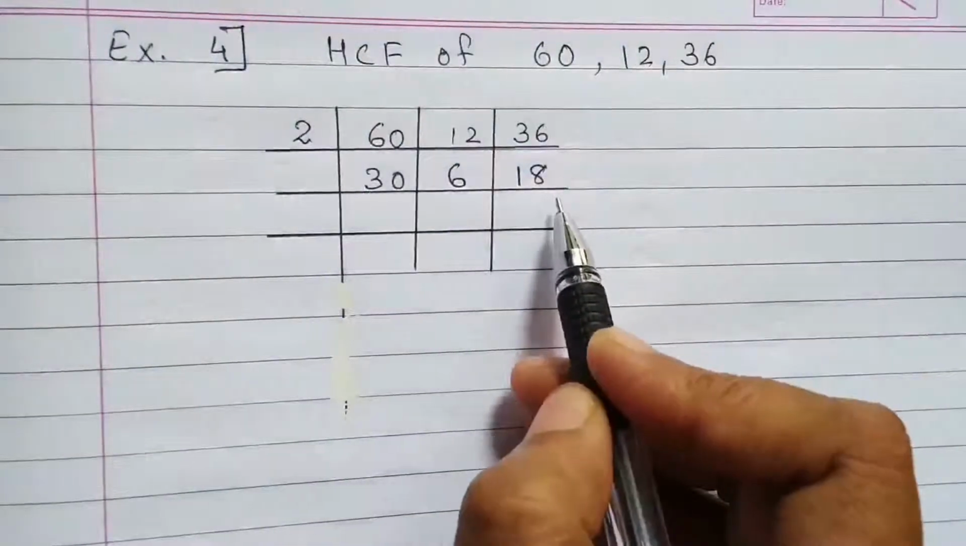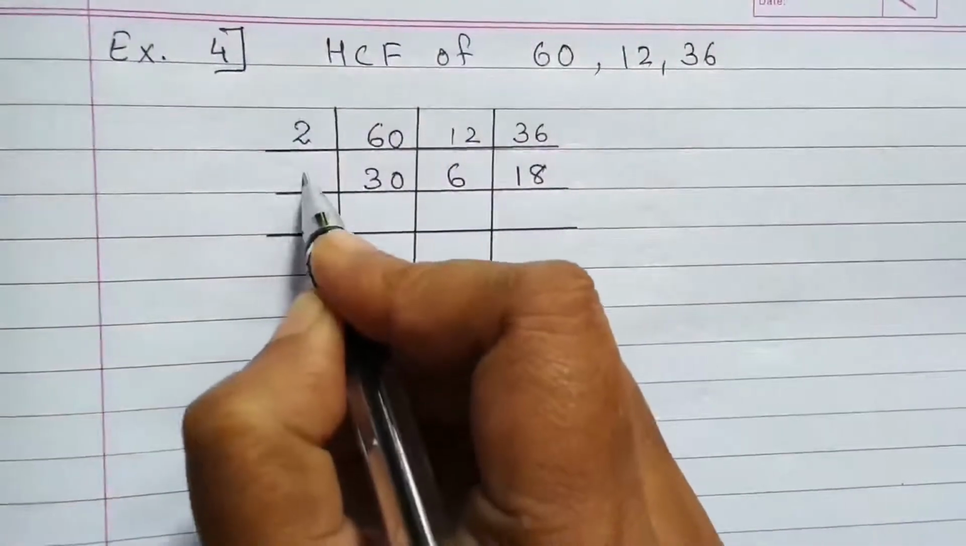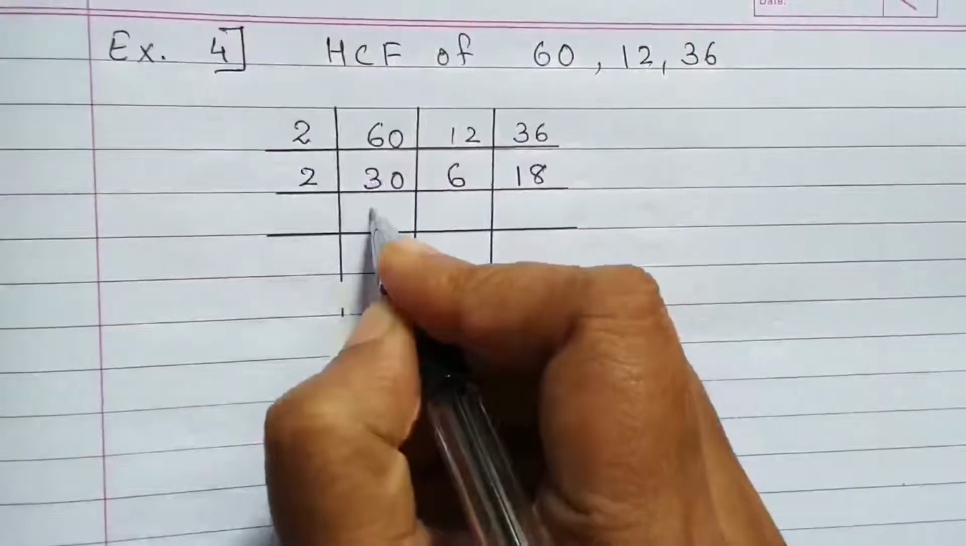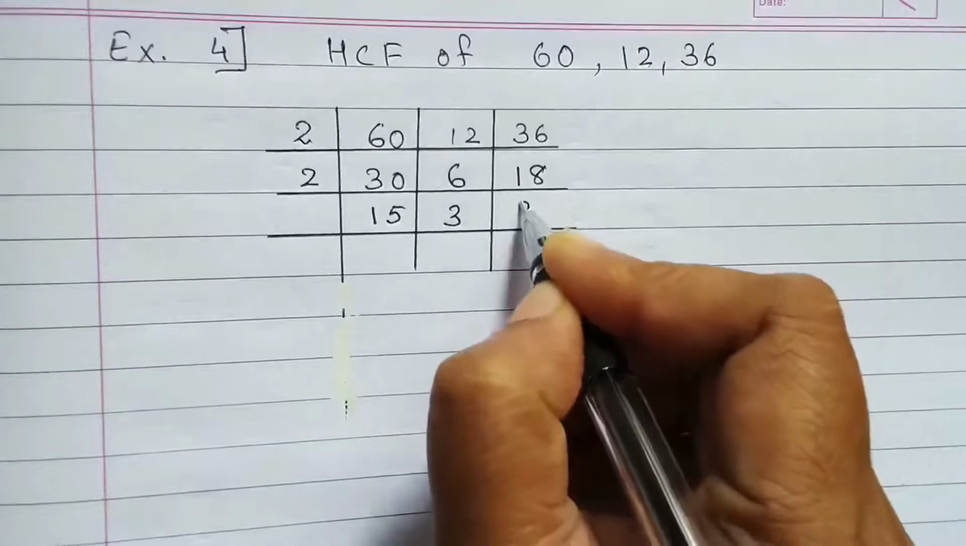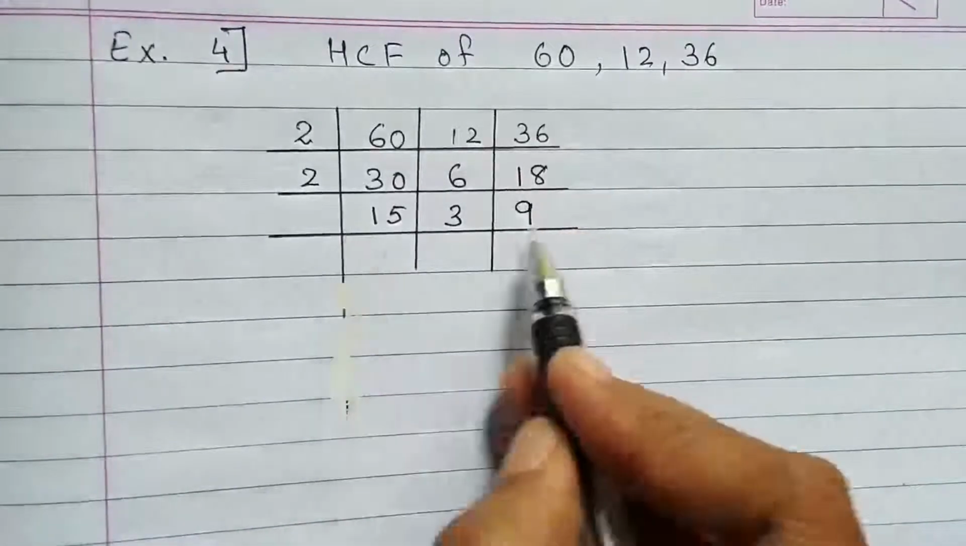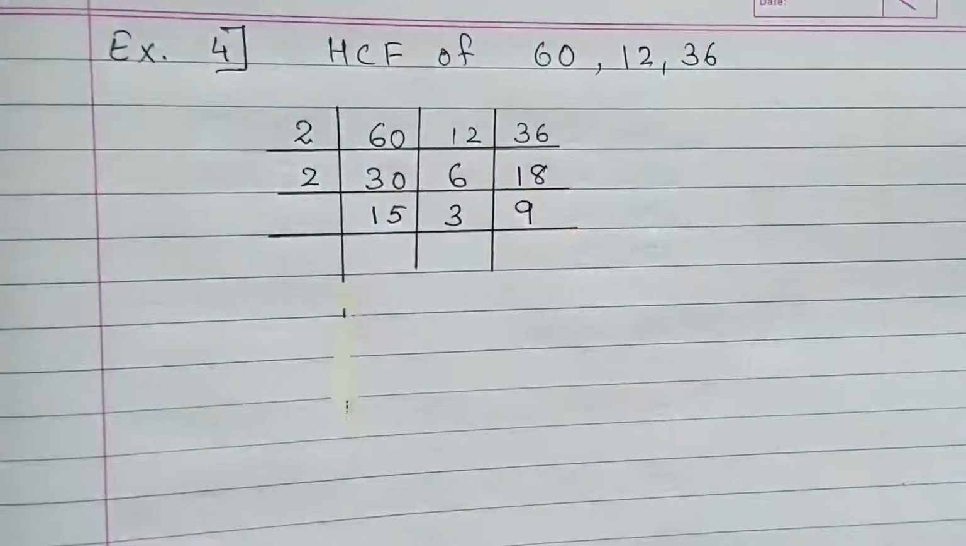Again, all these are even numbers. So now let's again divide by 2. So here you will get 15, 2 3s are 6 and 2 9s are 18. Now all are odd numbers. So they are not divisible by 2.